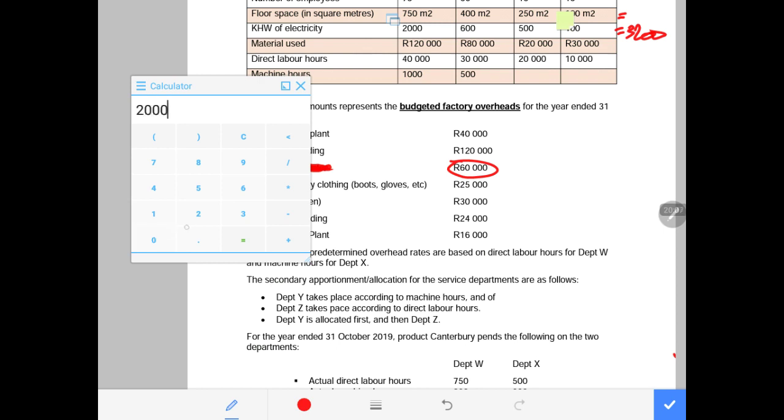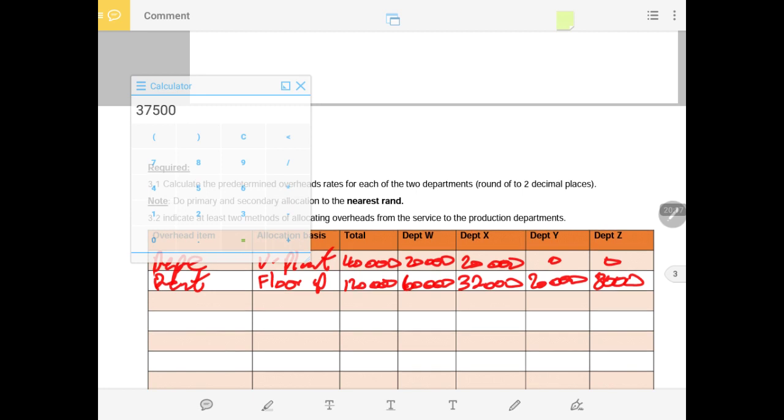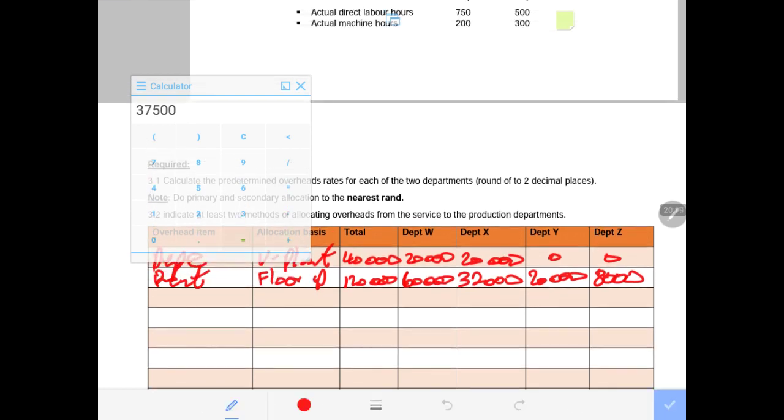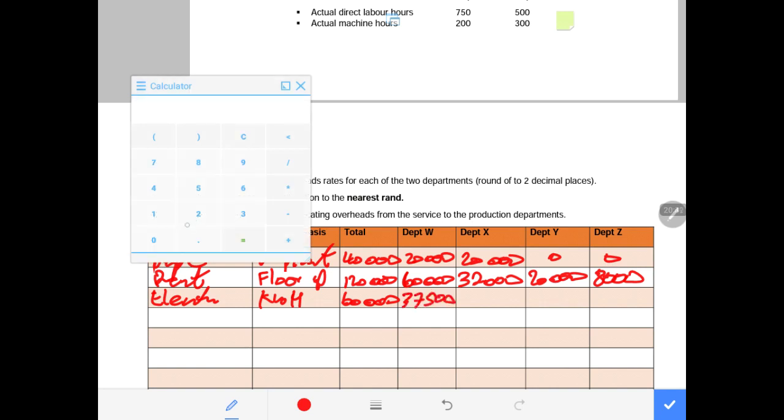So now we say 2,000, divide this by 3.2 equals, multiply this by 60,000 rands. How much do we get? 37,500. That is to be allocated. The amount is 60,000. What are we allocating? We are allocating electricity, and we are using the kilowatts per hour, and we get 37,500 allocated in the first department.